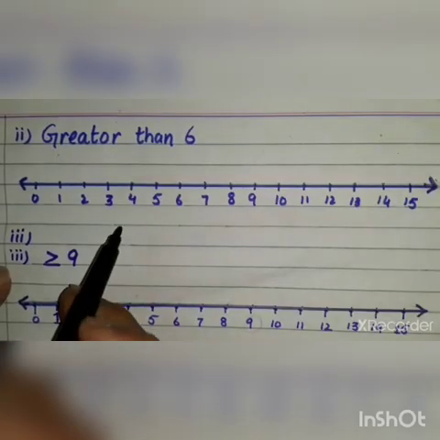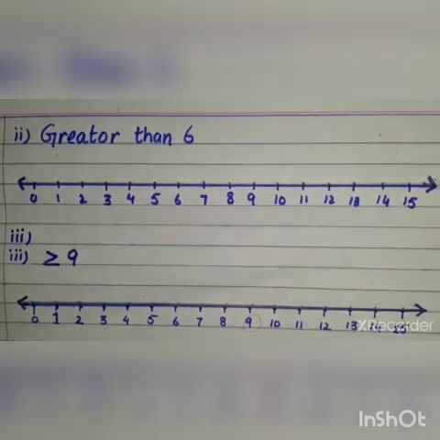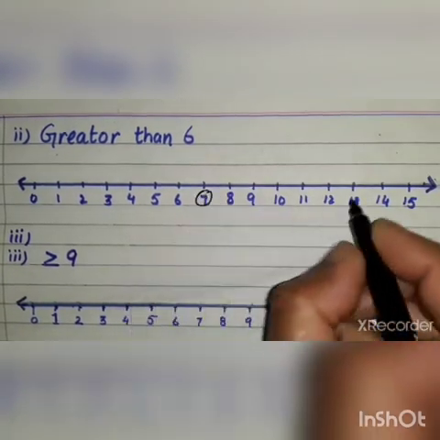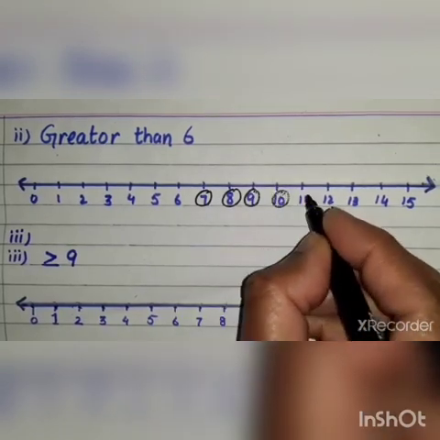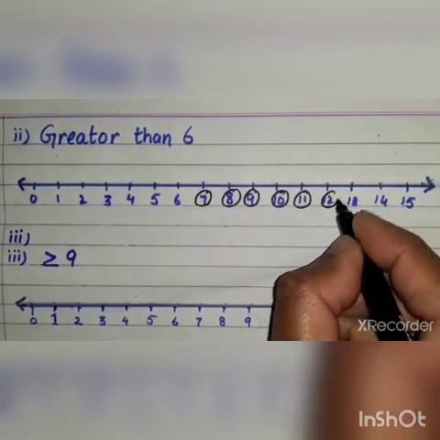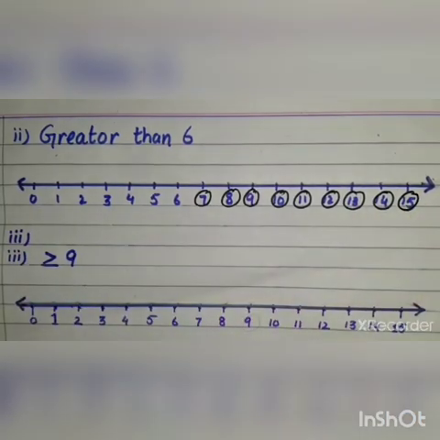Our next question is greater than 6. So we start circling from 7 to 15 to represent the given whole number. 7, 8, 9, 10, 11, 12, 13, 14 and 15.